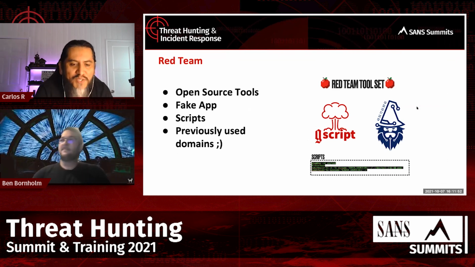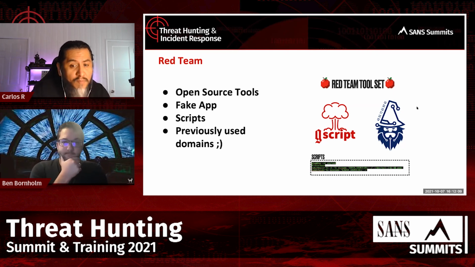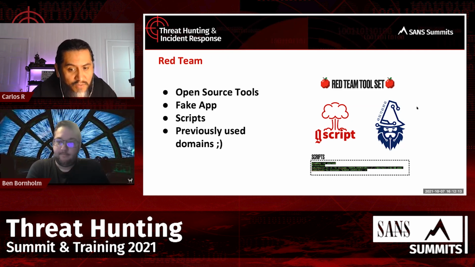So for the red team, we use open source tools. Again, the idea is to emulate, so it's fair game to even use their malware. But in our case, we use GScript, we use Merlin, we develop some scripts. We create a fake app, just like the one that Ocean Lotus did, which is faking a Word document. And sometimes when you emulate, you can actually buy domains that were used by an adversary. So yeah, we did that as well.